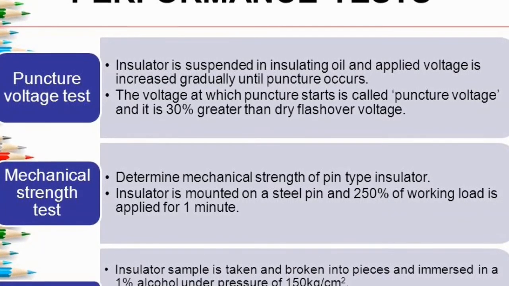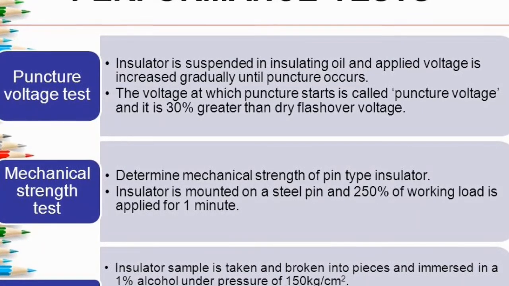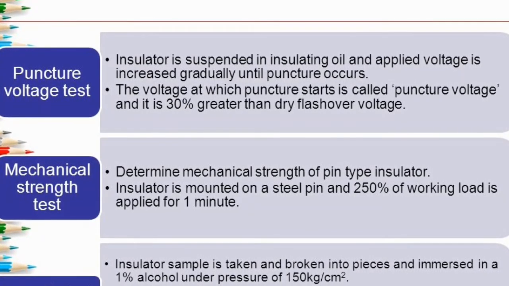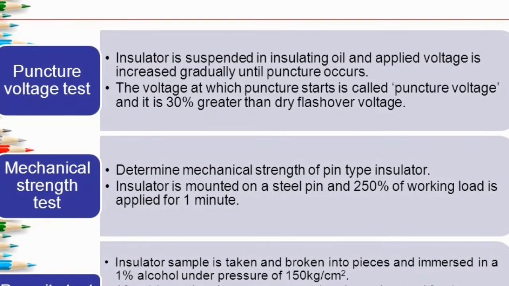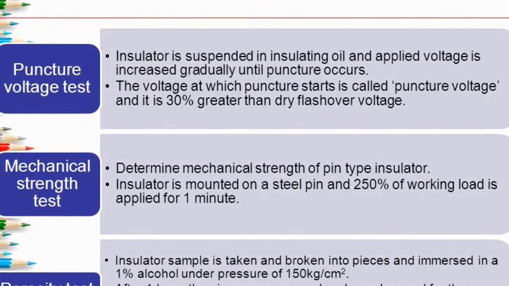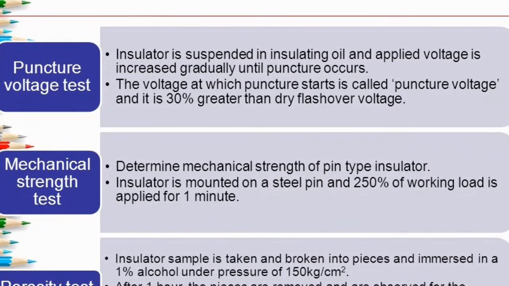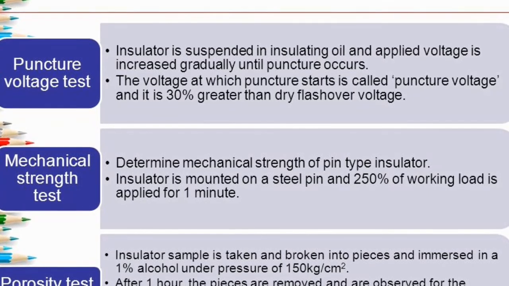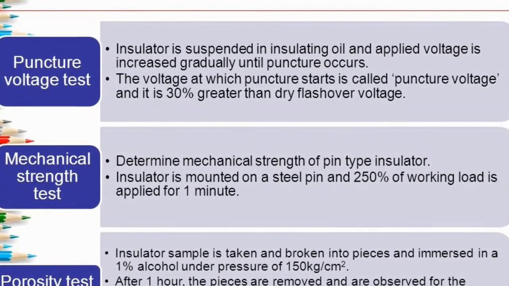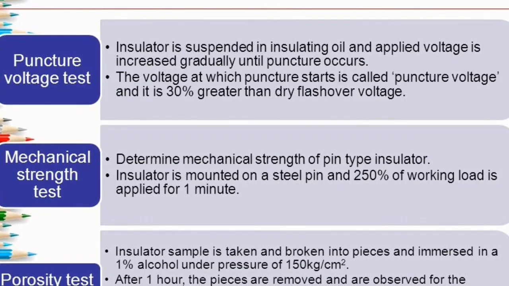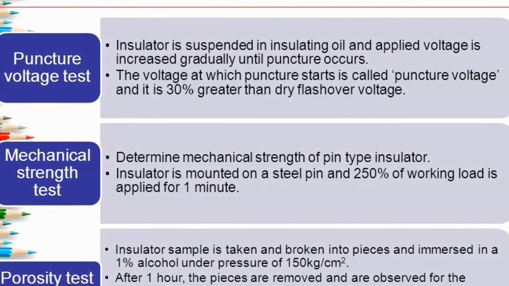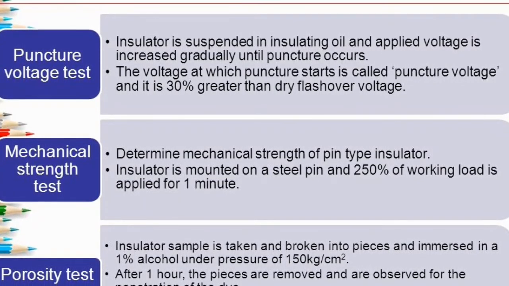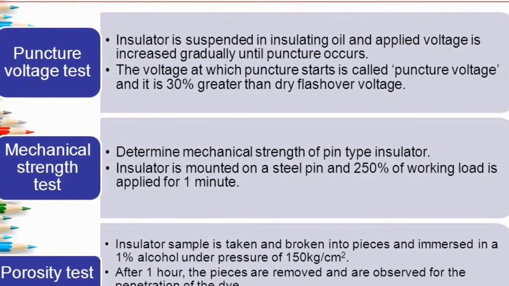Now, the mechanical strength test. It determines the mechanical strength of a pin type insulator. The insulator is mounted on a steel pin and 250% of the working load is applied for 1 minute. So here we are testing the mechanical strength of that particular pin insulator, like how it will work on a transmission tower or working pole. After 1 minute, the insulator's mechanical strength is determined.